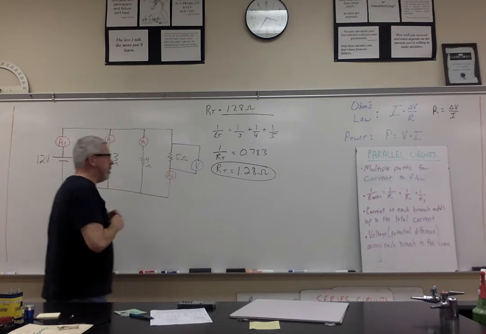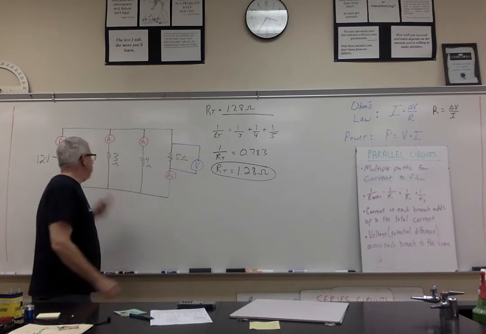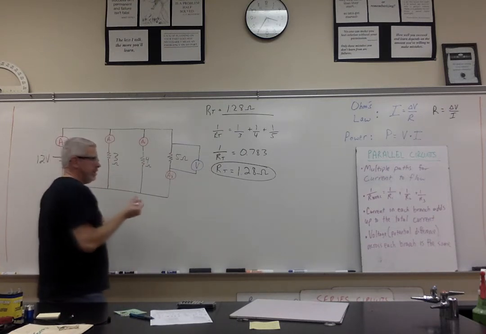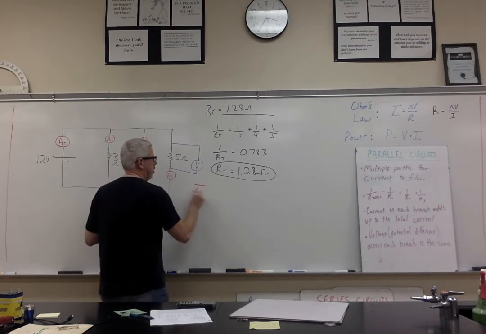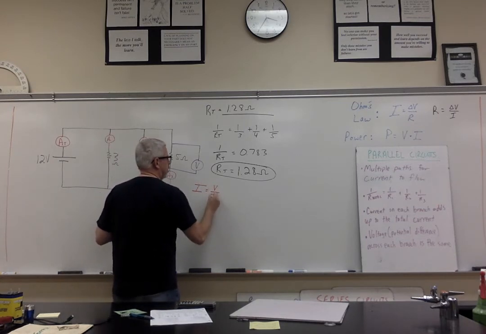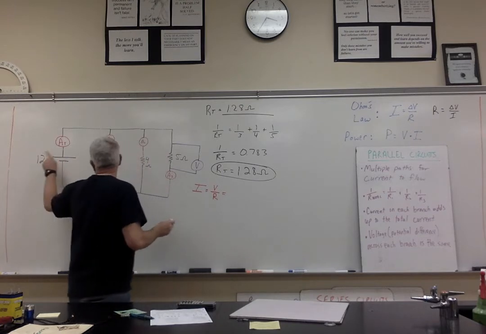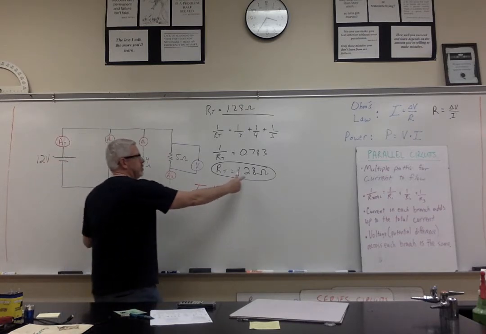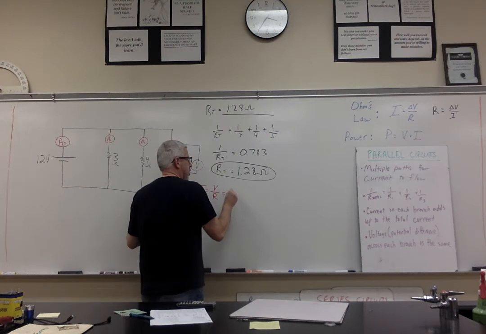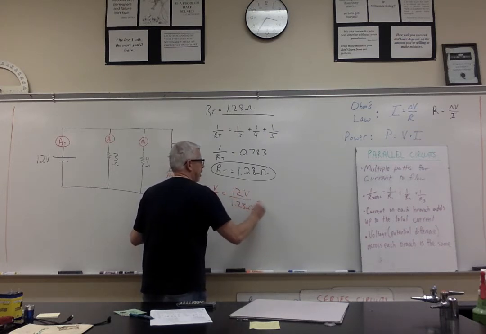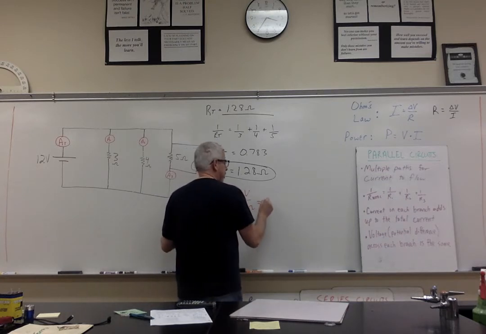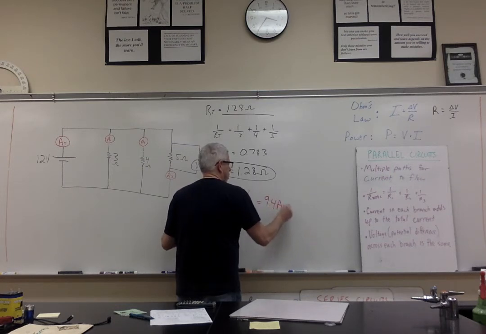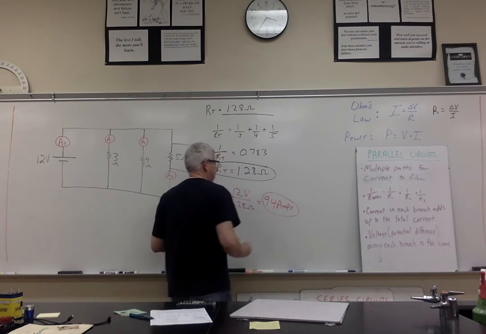And now I'm going to try to figure out the total current. Well, that's actually pretty easy, because if I go back to Ohm's law, I know that the circuit has 12 volts. I know that my circuit is 1.28 ohms. So 12 volts divided by 1.28 ohms comes out to 9.38..., which rounds to 9.4 amps. It's a lot of current.